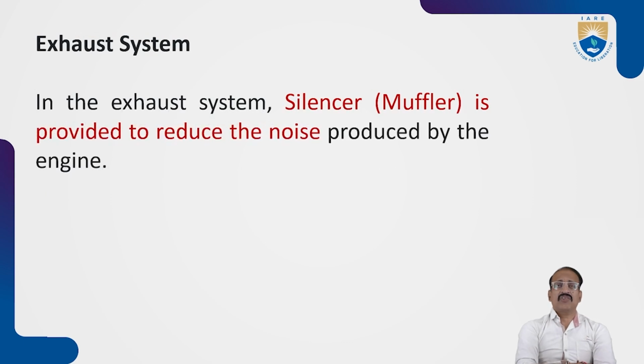The next thing is the exhaust system. You can also observe this in your bike. In the exhaust system, the waste gases come from the silencer. The silencer is provided to reduce the noise.